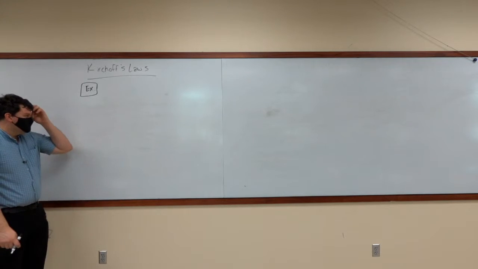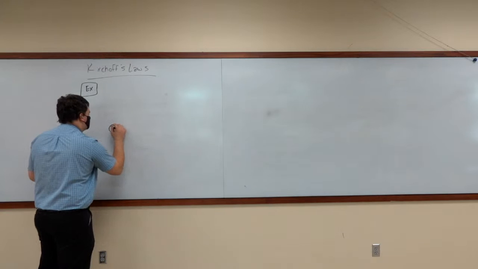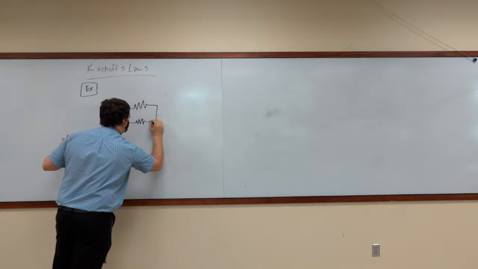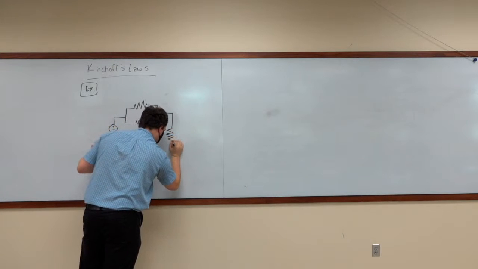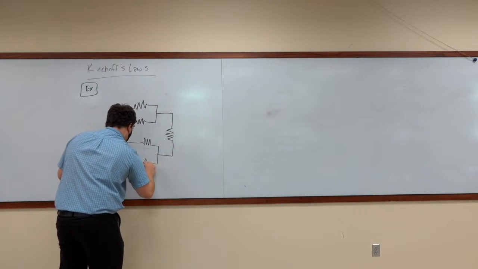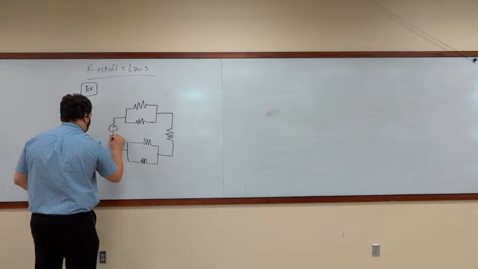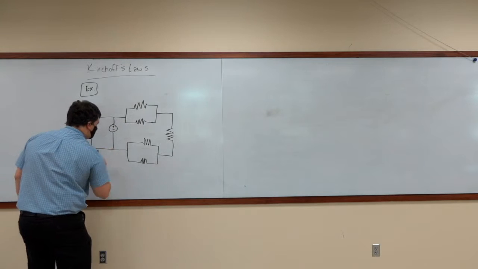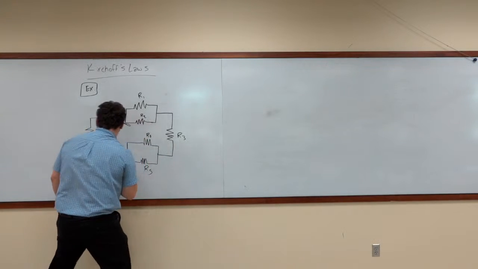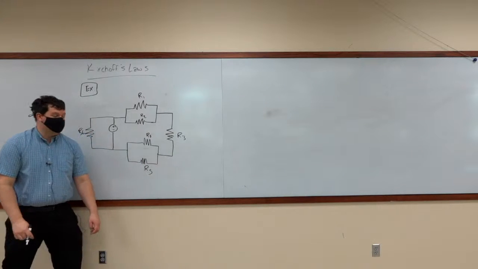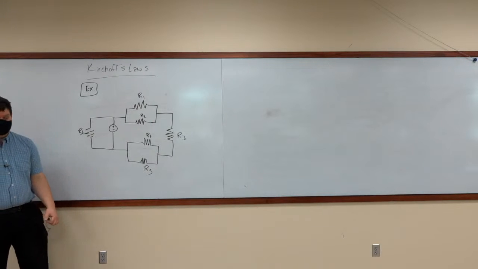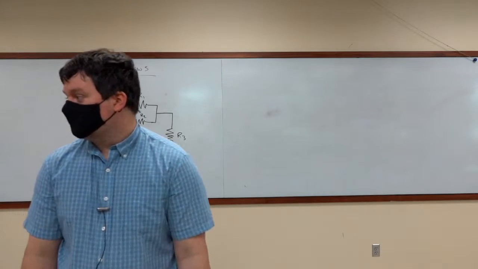But, okay, so here's the example problem of what I'm giving you. So this will be R1, this will be R2, R3, R4, R5, and R6. And you've got to assign loops, nodes, directions on your own, okay? So I'm going to turn this over to you guys, and then you can draw it however you want.